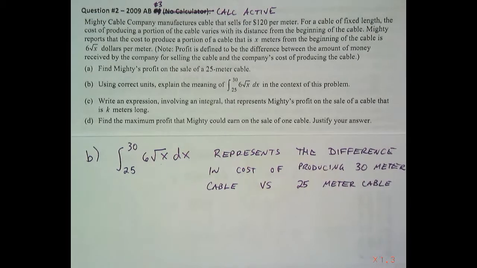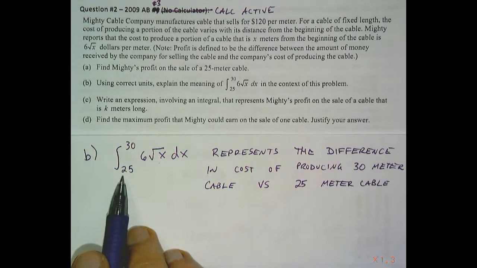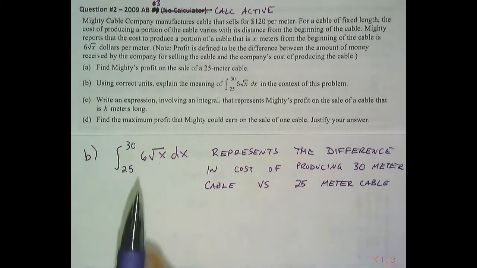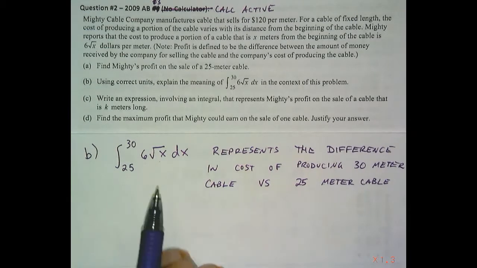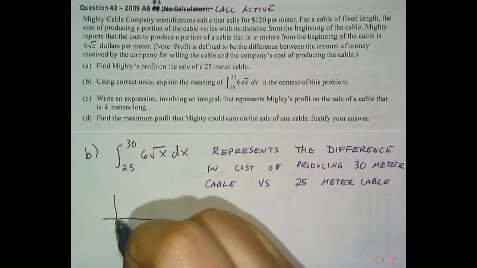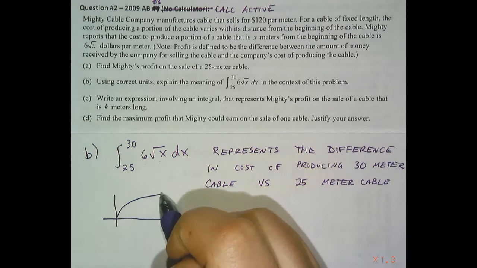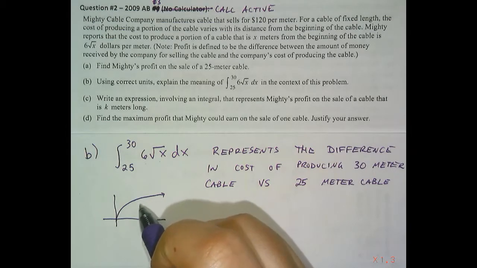So it's like looking at the area under the curve. It's going to be the accumulation from 25 to 30, which would represent the difference between a 25-meter cable and a 30-meter cable. And visually, if you think about the function root x, the square root function climbs rapidly at first but starts to slow down with how much it's climbing per unit.